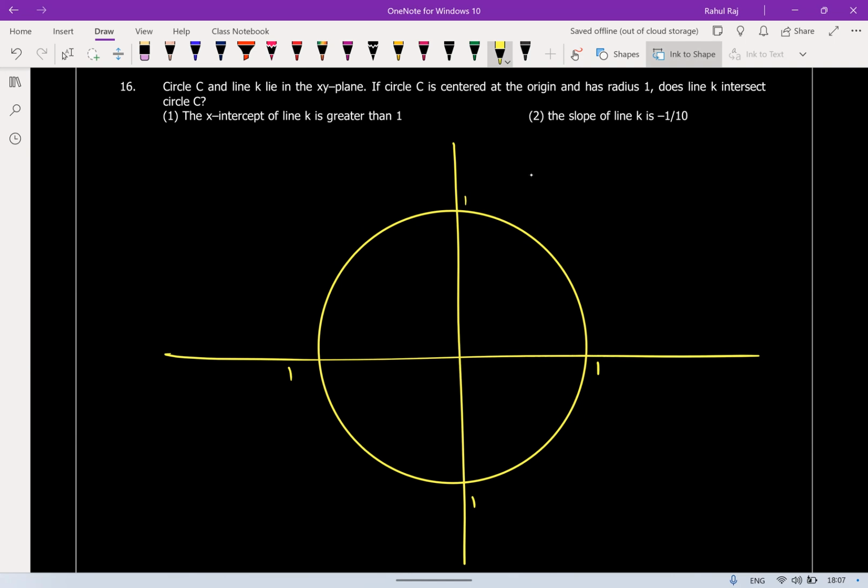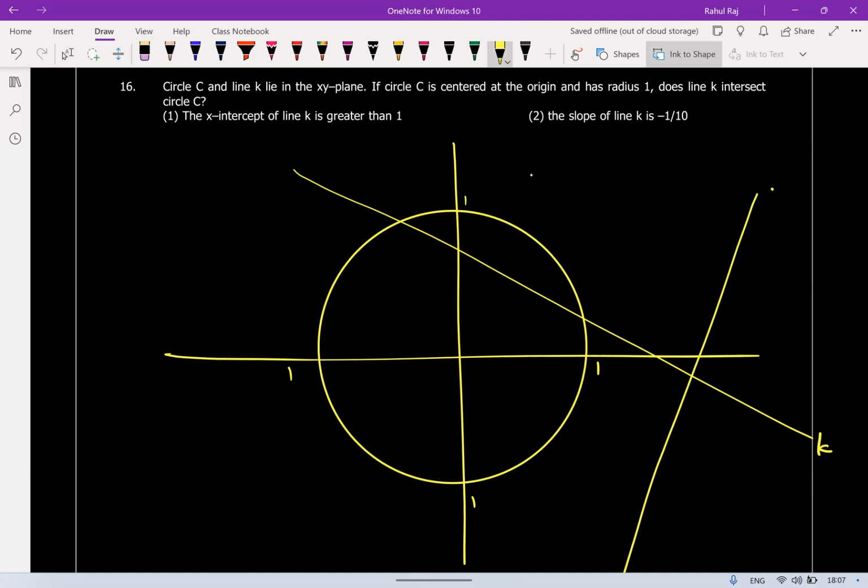Option number 1: the x-intercept of line K is greater than 1. So this could be a line K, and it does not intersect the circle. This could also be a line K. Both the intercepts are greater than 1, but one line is intersecting the circle and the other line is not intersecting the circle. Not sufficient. Clear?